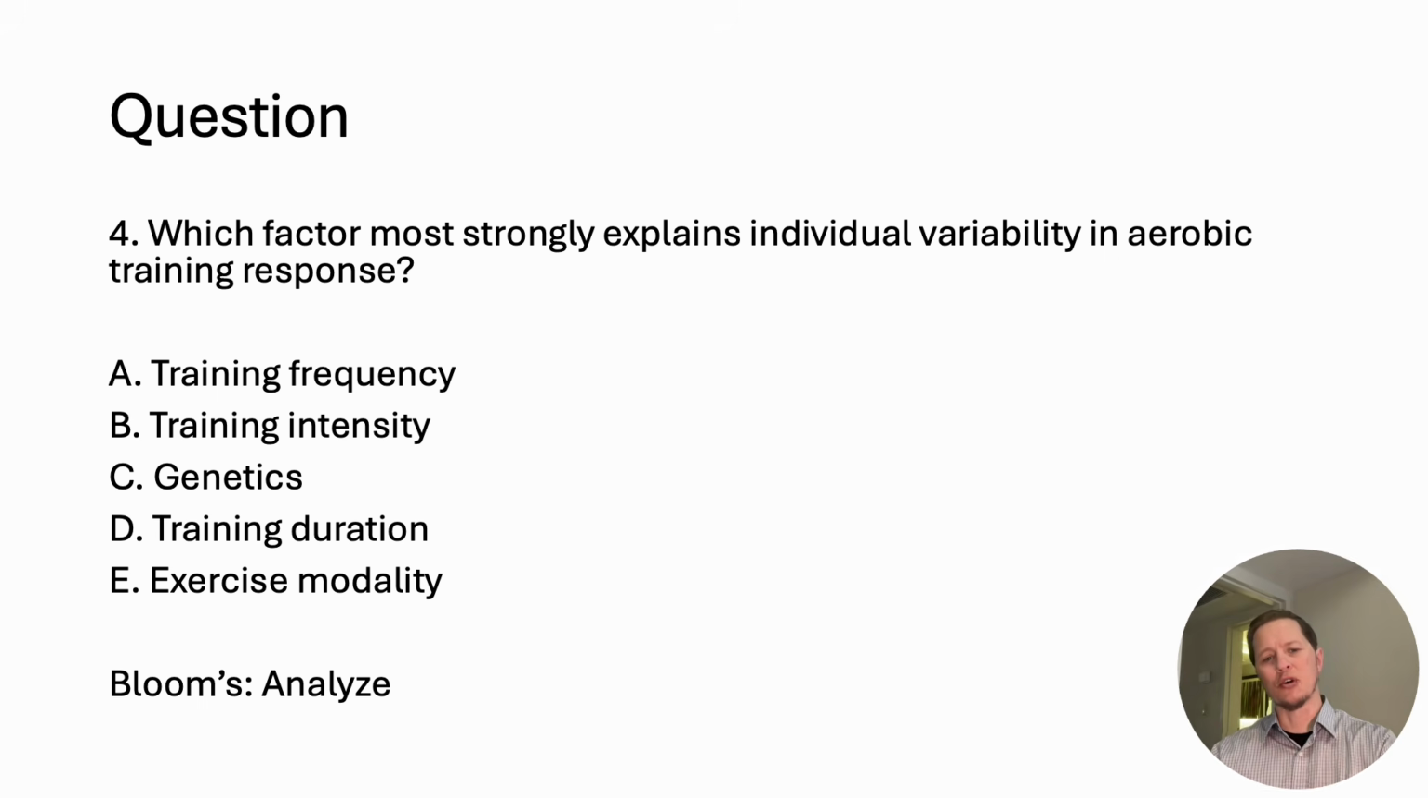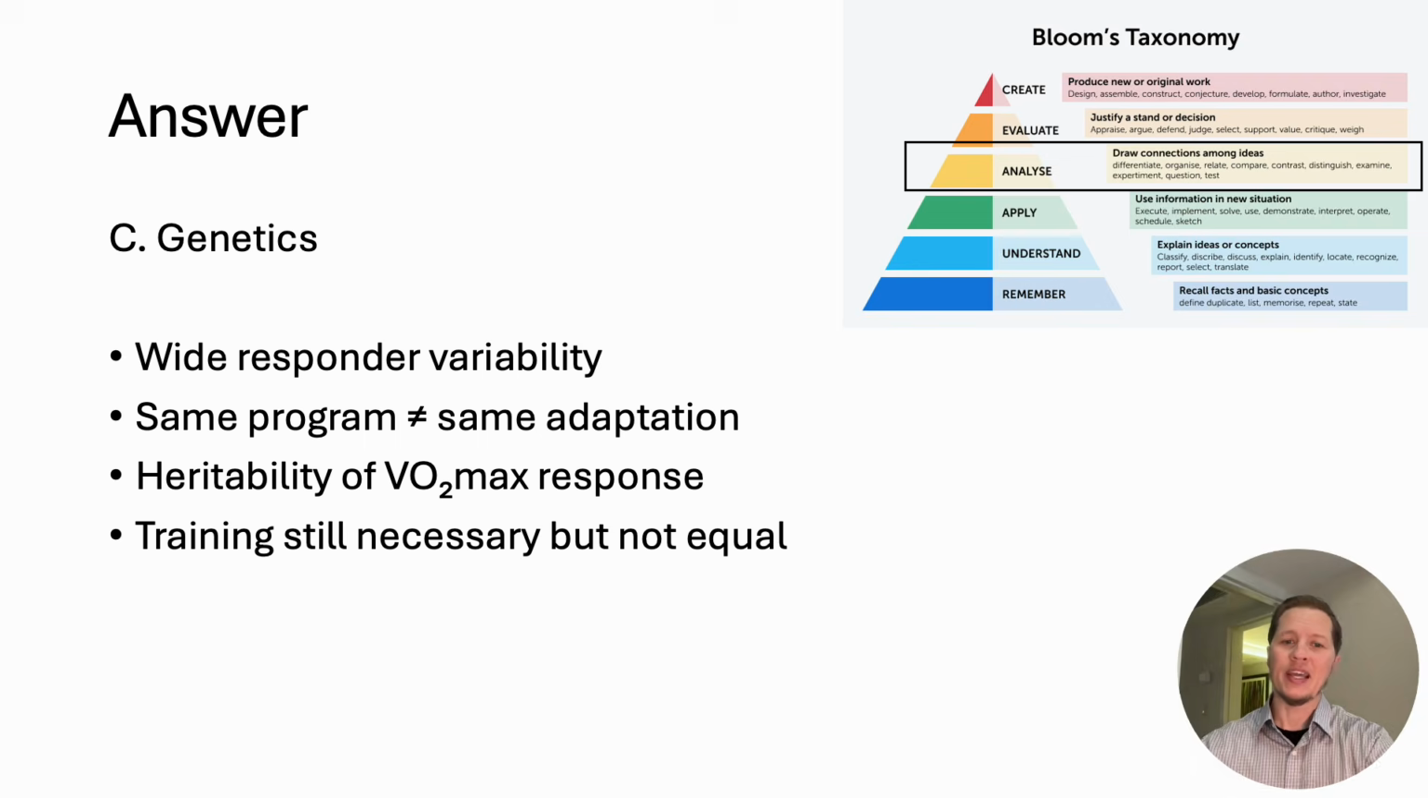All right, question 4. Which factor most strongly explains individual variability in aerobic training response? Is it A, training frequency, B, training intensity, C, genetics, D, training duration, or E, exercise modality? And yeah, this one is frustrating in terms of the genetics answer. Yes, genetic differences do strongly influence how individuals adapt to aerobic training, even when training variables are fairly standardized.